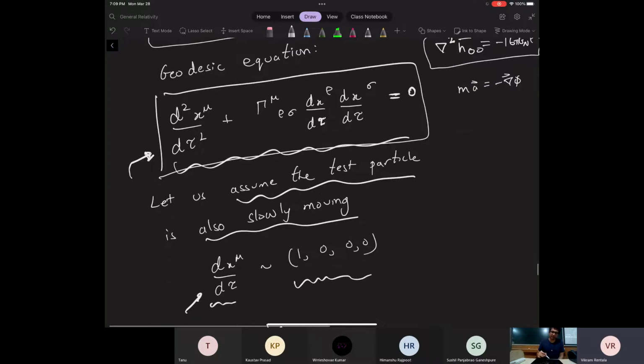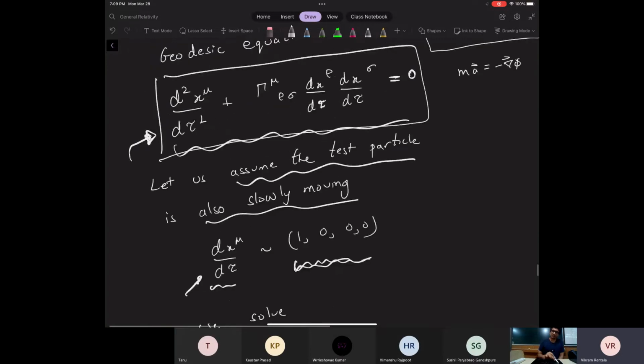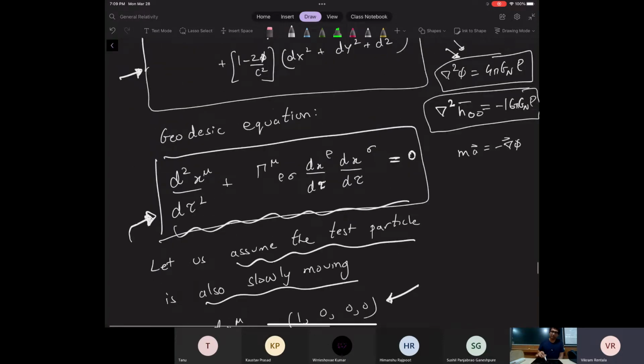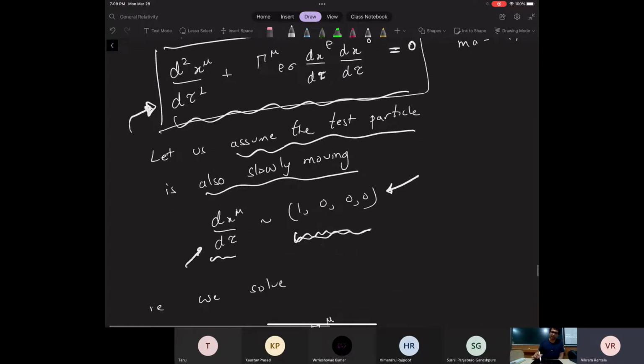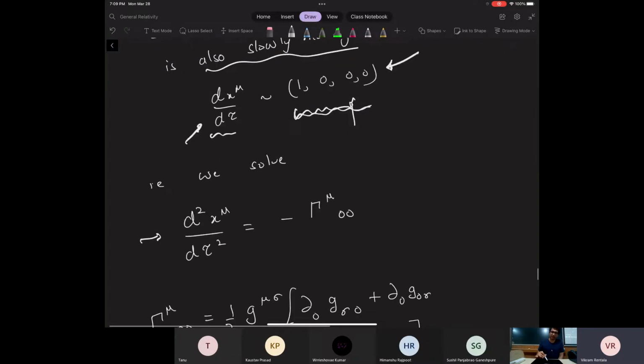We solve it with the condition that dx mu d tau is approximately this. This quantity can still be large; that's the acceleration, the rate of change of this quantity, d squared x mu d tau squared. But here we can just plug in this 1, 0, 0, 0. So when we do that, we just have minus Gamma mu 0, 0.